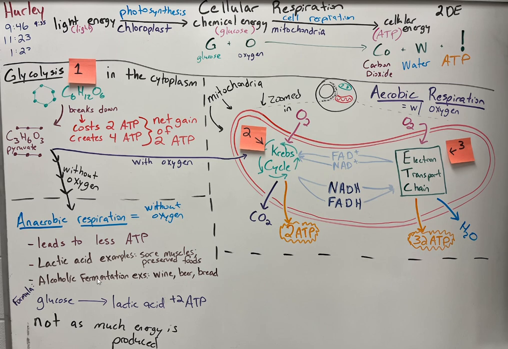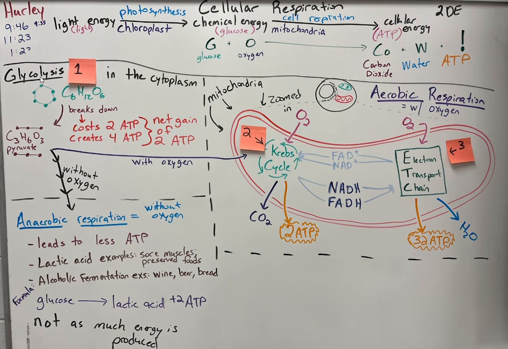It's called alcoholic fermentation. And not as much energy is produced. Again, very little ATP. So that's without oxygen. With oxygen, over here, it's called aerobic respiration. This is where most of our energy comes from.